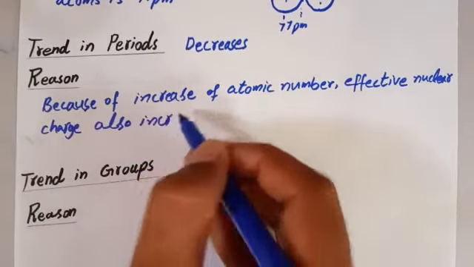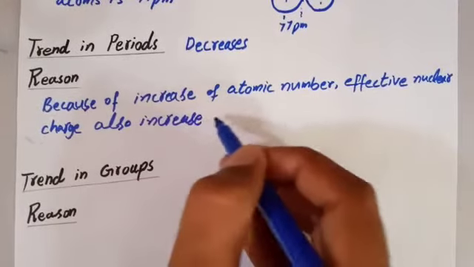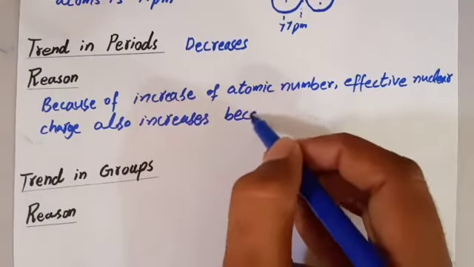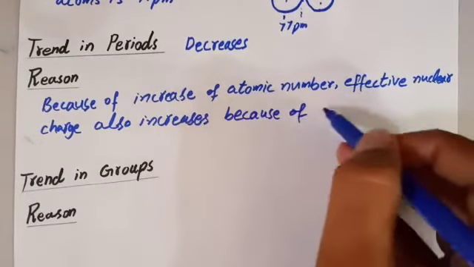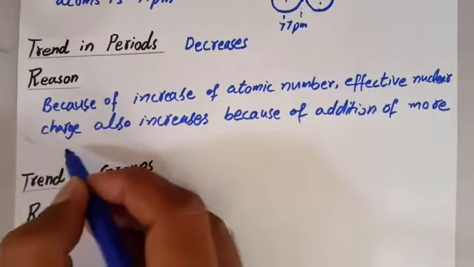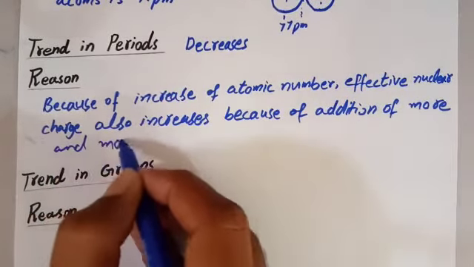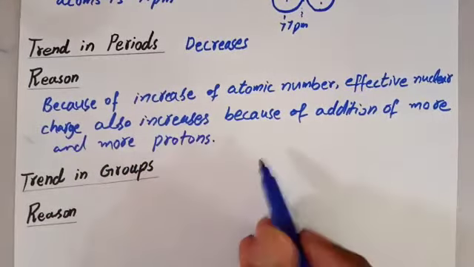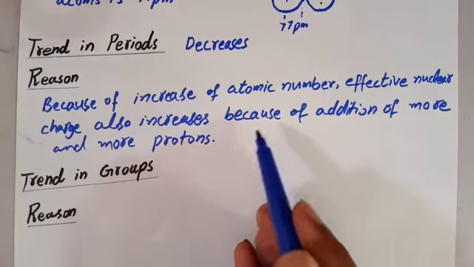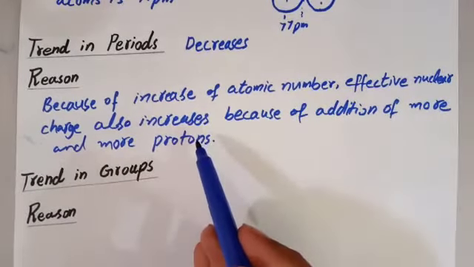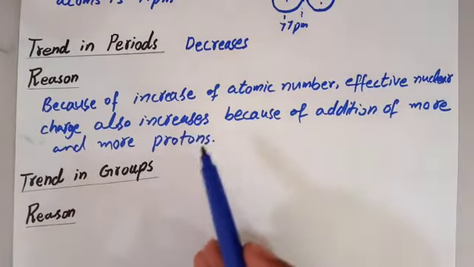Why does it increase? It increases because of the addition of more and more electrons or protons. Meaning to say, when protons are added, the effective nuclear charge will increase. So if the effective nuclear charge increases, the size will be reduced because the attraction is greater.